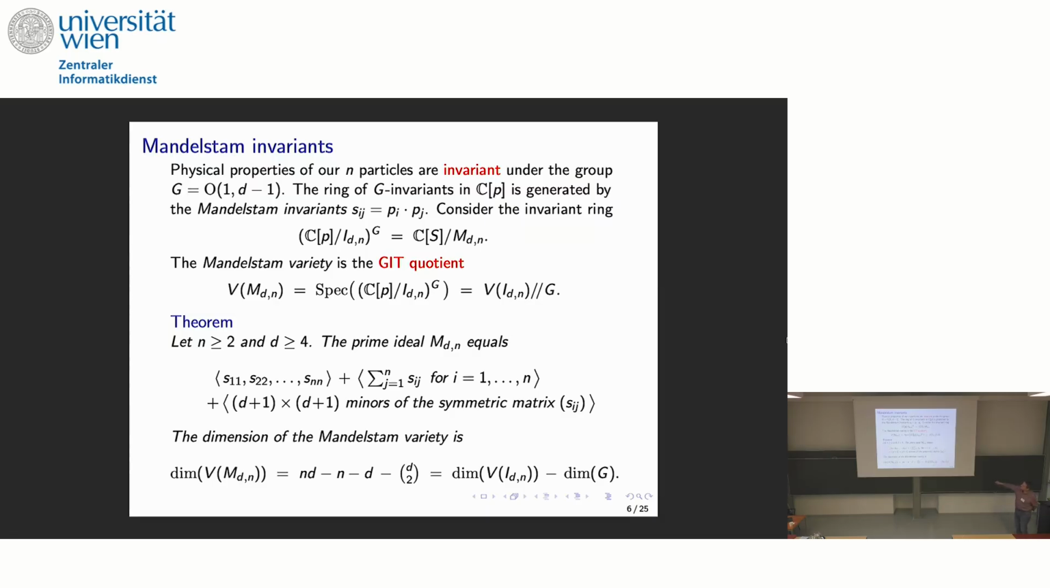These are 0. So this describes n by n symmetric matrices of rank at most d whose diagonal entries are 0. Elia, question, comment, complaint.